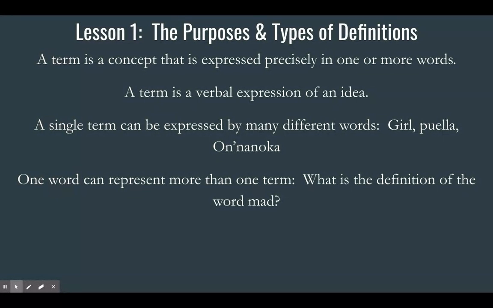And one word can represent more than one term. So, for example, what's the definition of the word mad?